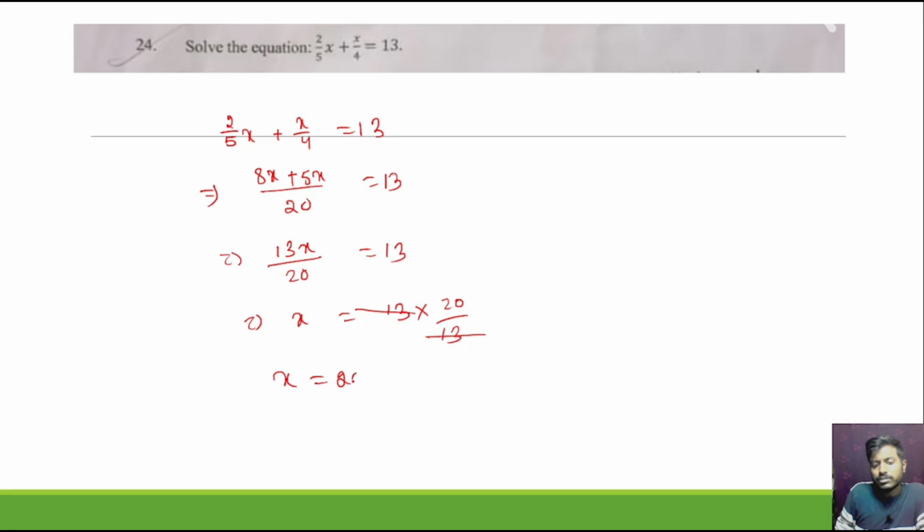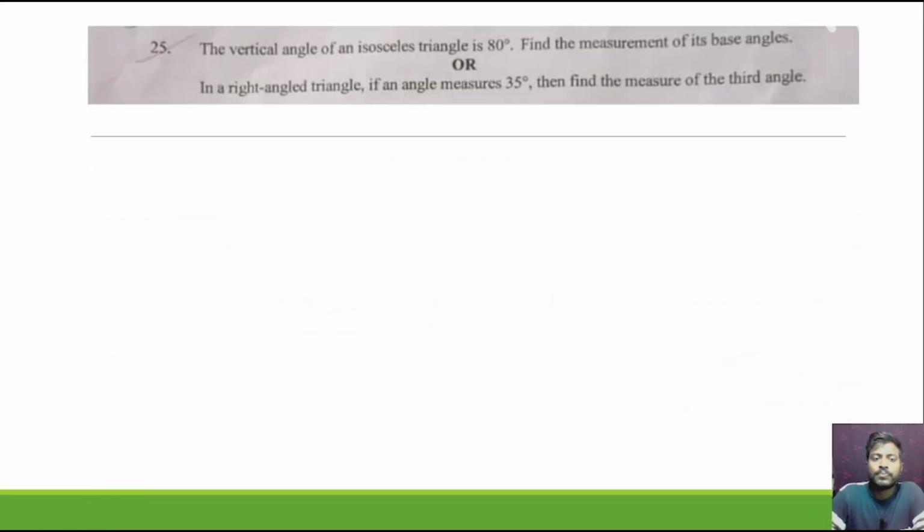Next question. The vertical angle of an isosceles triangle is 80 degrees. Suppose this is the triangle. The vertical angle is 80 degrees. Find the measurement of the base angle. We should find this angle.